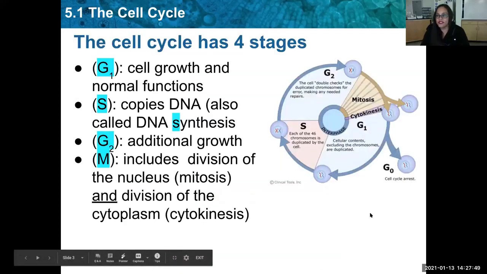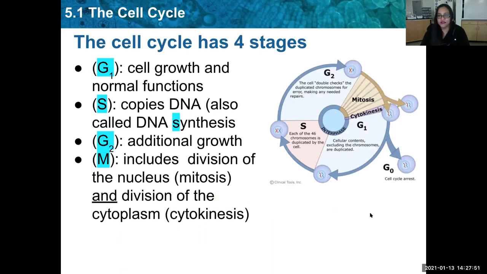The cell cycle has 4 stages or phases. The word form is on the left, the picture form is on the right. You guys can learn it either way. G1, S, G2, and M. G1, the cell grows and performs its normal functions. You think it stands for growth, it actually stands for gap. It is the gap where it looks like nothing's really happening, but the cell's just going about its normal functions and growing.